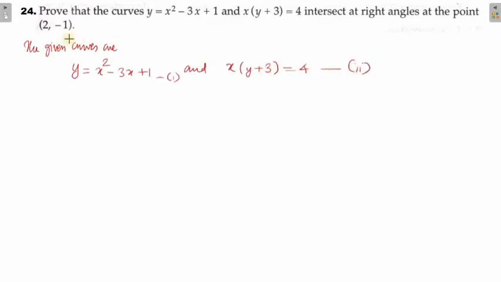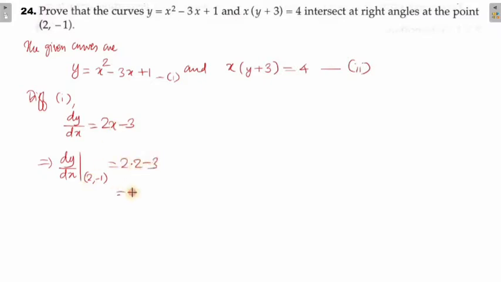Now, do we need to find the point of intersection? No, because the point at which we need to find the angle is given. This is 2, minus 1. So no need to solve these two like the earlier problem. We can directly start differentiating. Differentiating 1 will give you dy by dx equals 2x minus 3. And from here, if you want to find dy by dx at the specified point, that is 2 comma minus 1, it becomes 2 into, in place of x we have 2, so this turns out to be exactly 1.